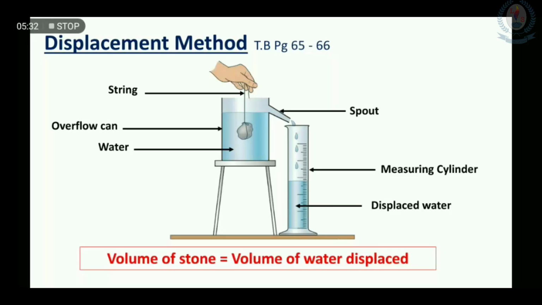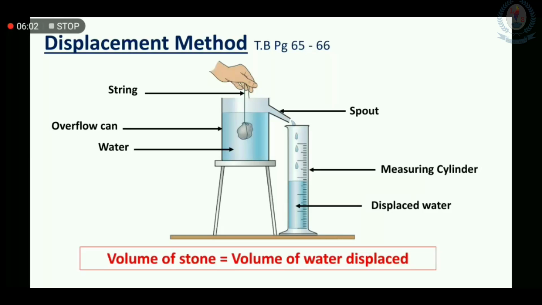Now we are going to discuss one of the main subtopics in our lesson, which is the displacement method. What is the name, children? What is the name of this method? The displacement method. Can you see the parts of the apparatus which are used in this displacement method? What are they?